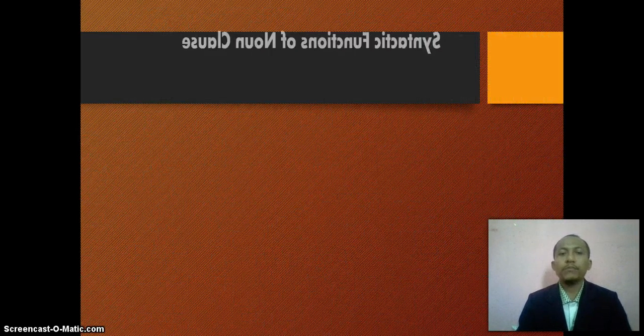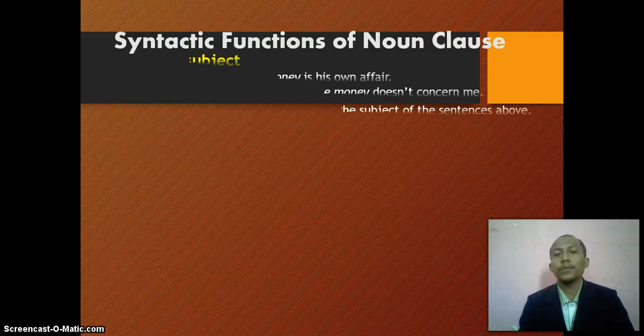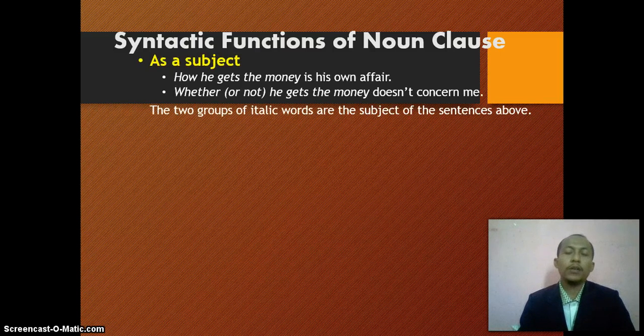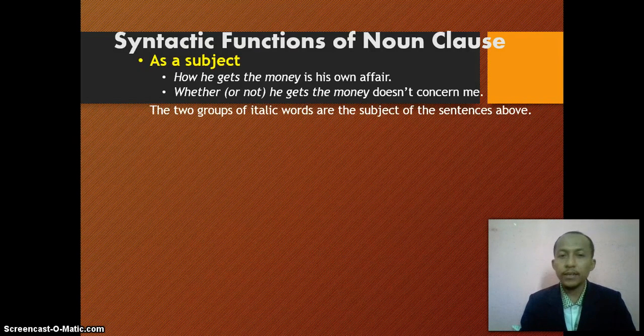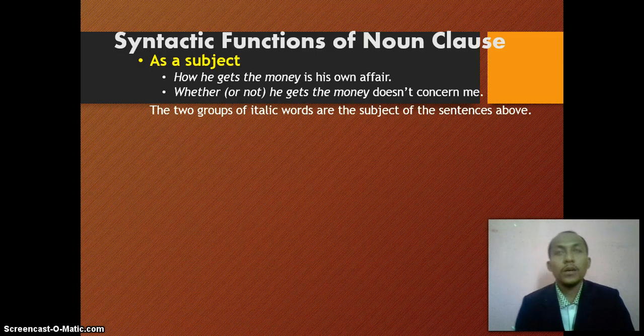Now, the syntactic function of a noun clause, the structure form. A noun clause as a subject, okay, like: How he gets the money is his own affair. Whether or not he gets the money doesn't concern me. What you do is not my business, for example.